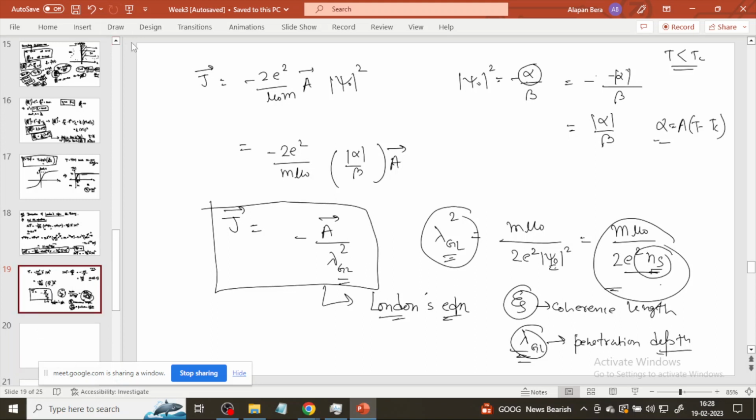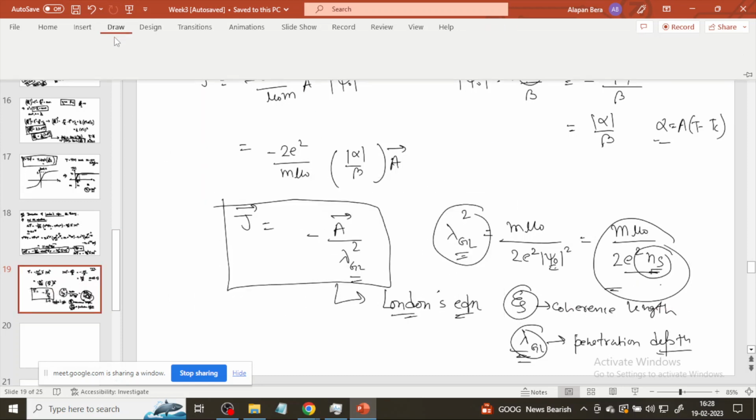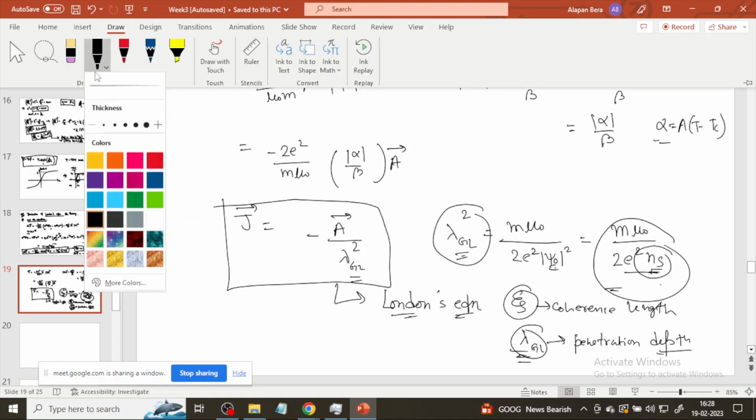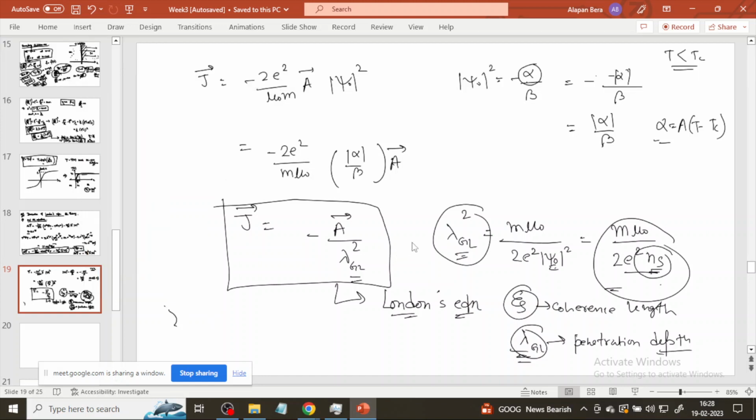But before that, we can also see how this lambda GL depends on temperature. So where does the temperature dependence come from? The temperature dependence comes from this term, because this is given by this, and in place of alpha we can write this as mod of a(T minus Tc). Okay, so T minus Tc by beta.